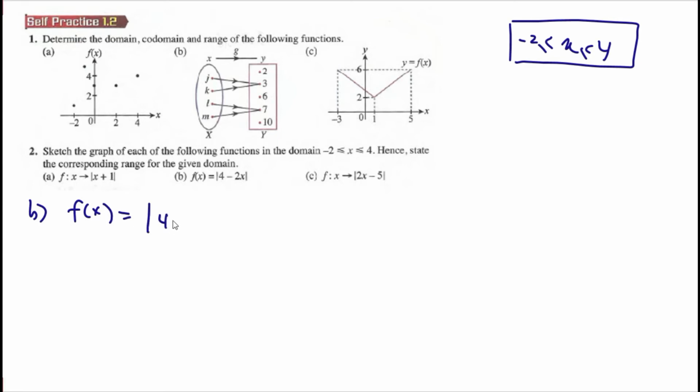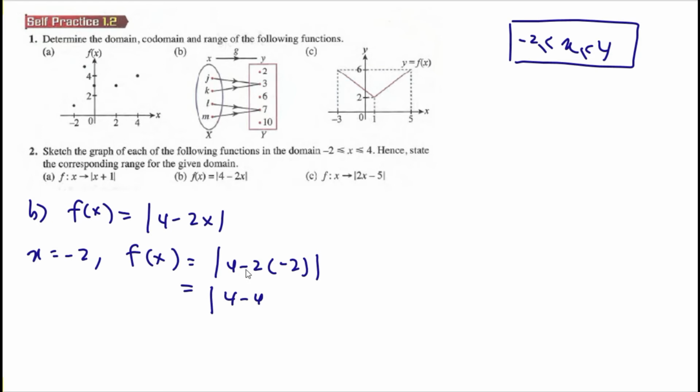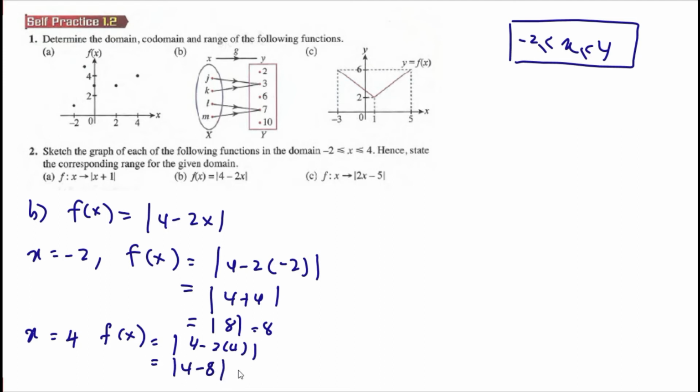Alright. For b, f(x) = |4 - 2x|. When x is equal to -2, f(x) is equal to |4 - 2(-2)|, which is 4 minus negative 2 times negative 2 is plus 4, which is |8|, which is equal to 8. And when x is equal to 4, f(x) is equal to |4 - 2(4)|, which is 4 minus 8, which is |-4|, which is equal to 4. So we see this point is (-2, 8), and this one is (4, 4).